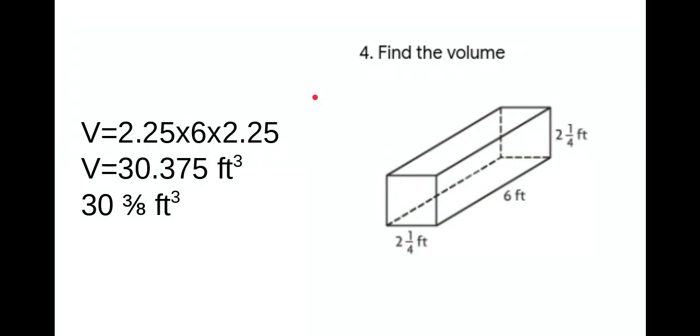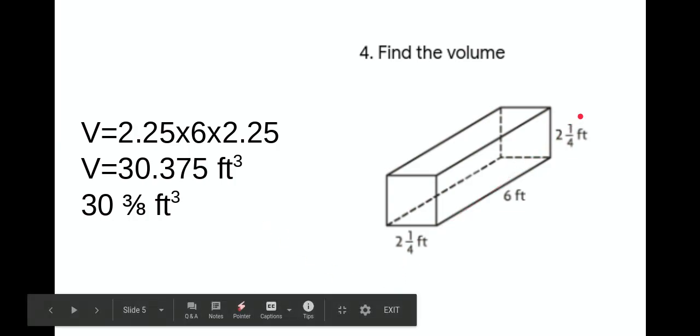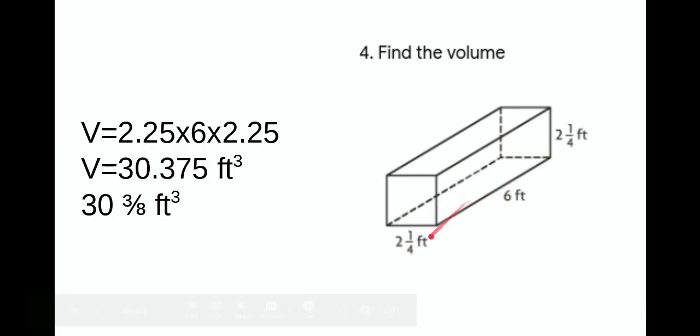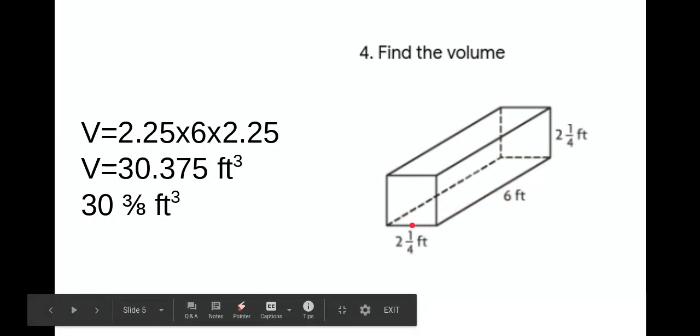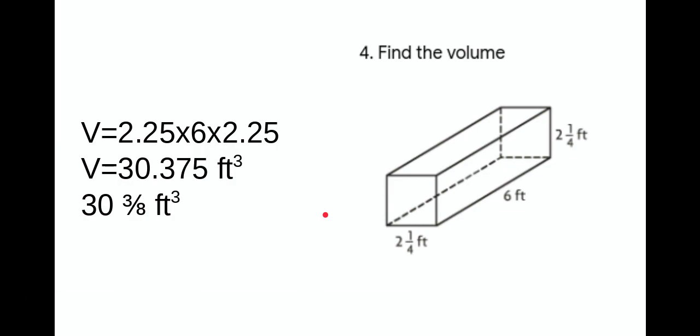It really doesn't change anything in terms of what you do for volume. You still take the 3 dimensions, even though 2 of these dimensions are the same. This one represents the vertical line, and this number right here represents this horizontal line. And you multiply them together, you end up getting 30 3/8 feet cubed. Or if you want the decimal equivalency, it should be 30 375 thousandths feet cubed.